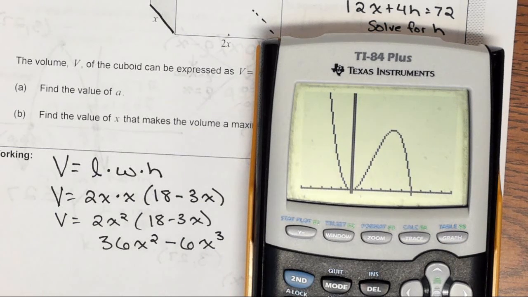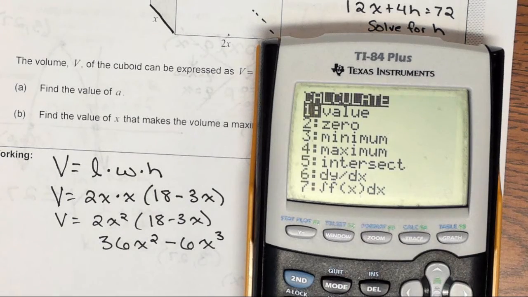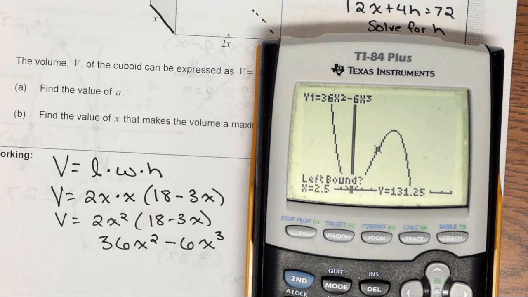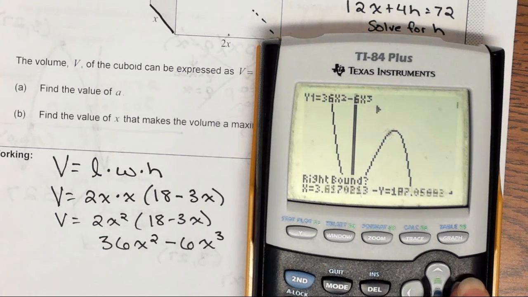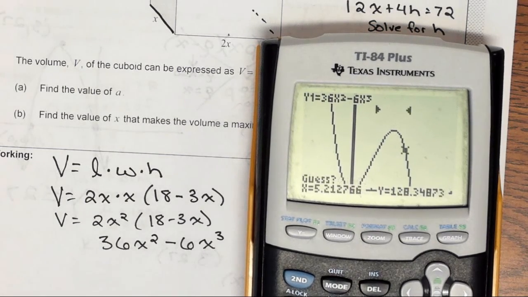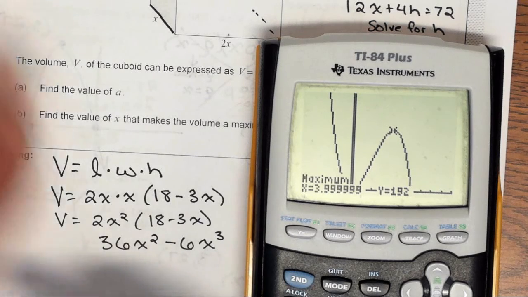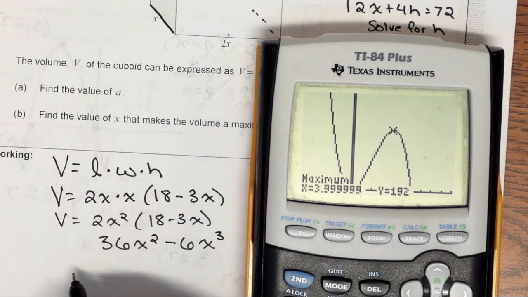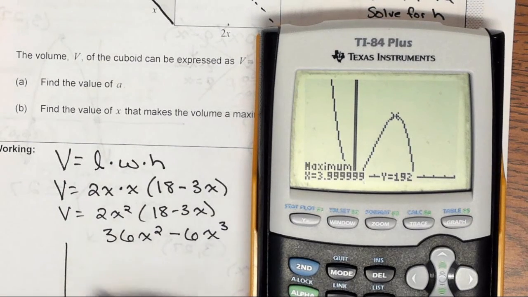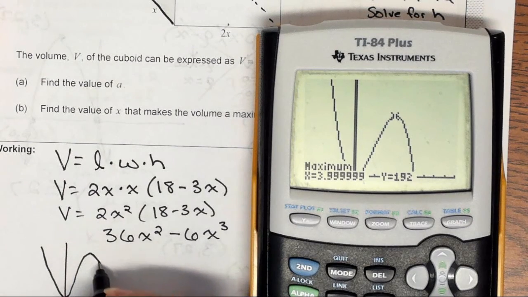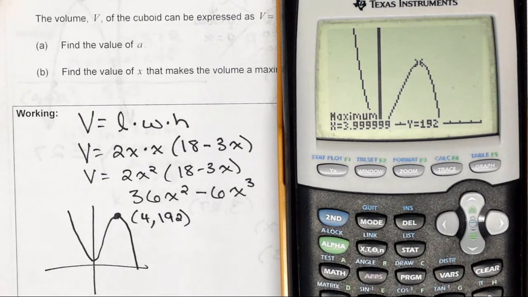Do I see the maximum now? Second, calc, maximum. Left bound. And then write down x equals 4, 192. On my paper, I might have done this and then put 4, 192, so they at least knew I looked at the sketch.